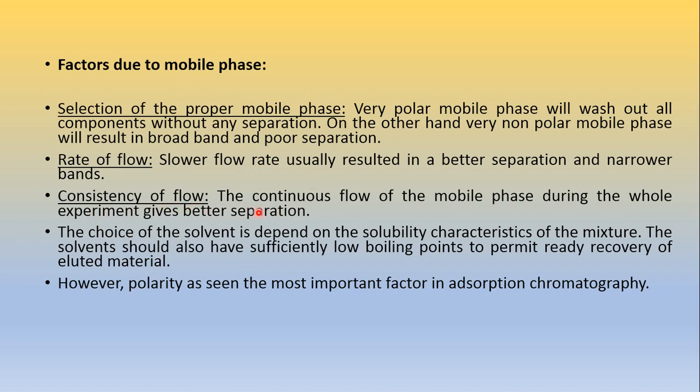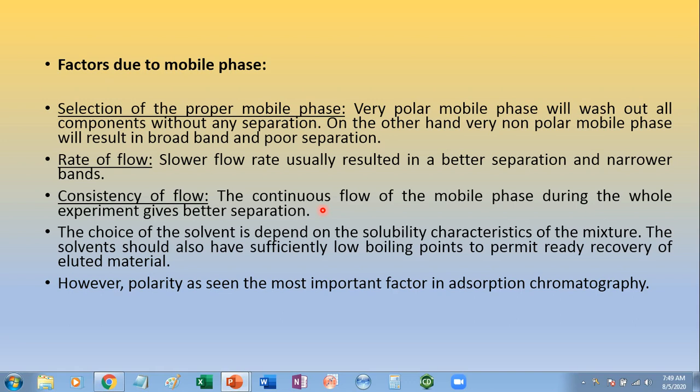Consistency of flow: the continuous flow of the mobile phase during the whole experiment gives better separation. This consistency should not break. As the mobile phase moves through the column, the amount of mobile phase at the top of the column decreases. So we have to add mobile phase from time to time on the column. This flow should not break during the experiment.